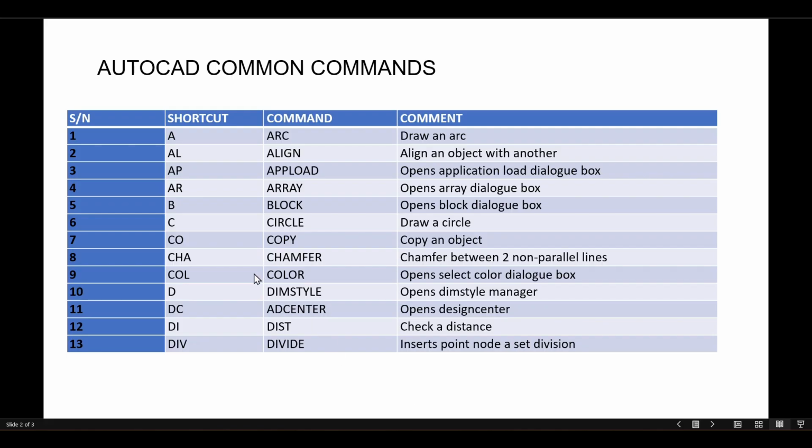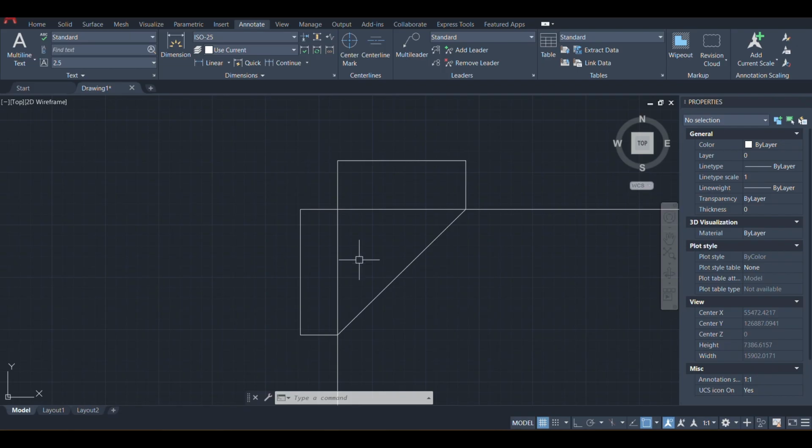Number 9, Color Command. Shortcut is COL. This command is to open the Select Color dialog box.